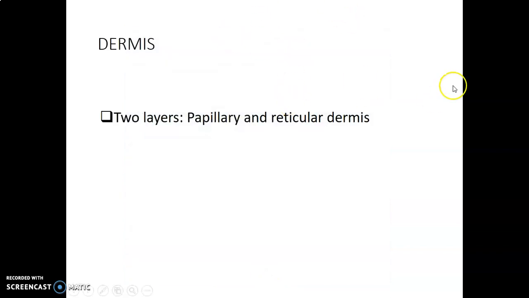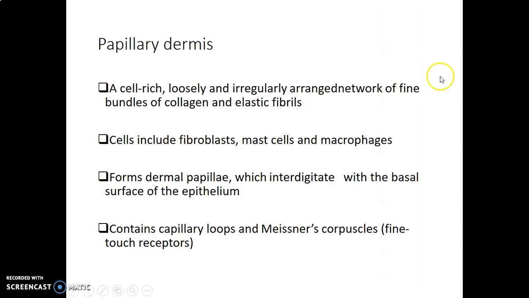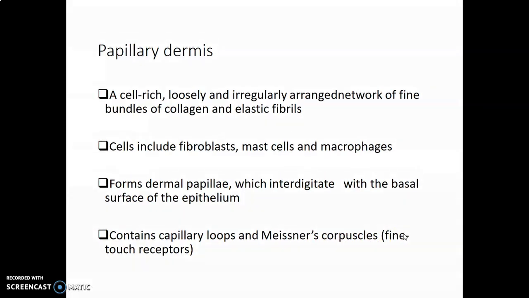The dermis contains two layers, the papillary dermis and the reticular dermis. Papillary dermis is the one that interdigitates with the epidermis, and it is cell-rich, contains a regular network of collagen and elastic fibers, and it has three cells, mainly the fibroblasts, mast cells, and macrophages. Usually, papillary dermis will form dermal papillae, and it's these dermal papillae that interdigitate with the basal surface of the epidermis to form the epidermal ridges. Papillary dermis contains capillary loops and also contains Meissner's corpuscles. Meissner's corpuscles are receptors for fine touch. They are located in the papillary dermis.